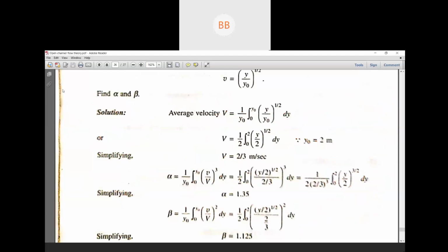So your average velocity is 2 by 3. As this is your velocity, that is why the unit is meter per second.